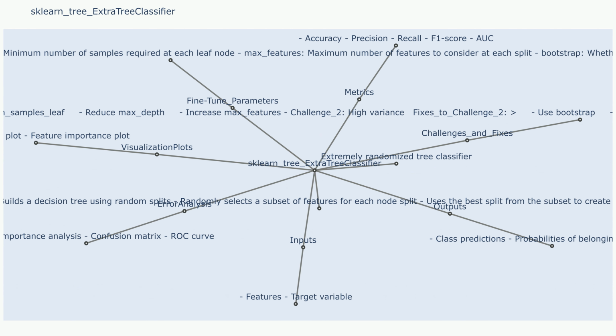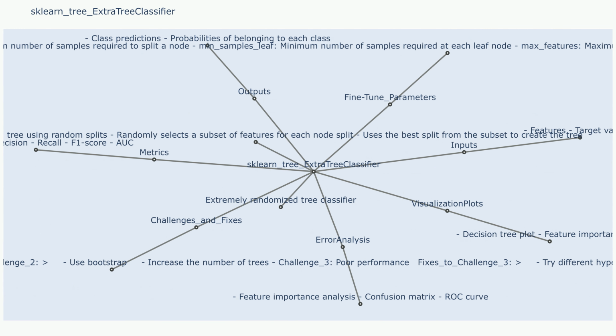Challenges and fixes. Challenge 1. High variance due to the inherent randomness in the tree construction process. ExtraTreeClassifier can exhibit high variance. This means the model's performance can fluctuate significantly when trained on different subsets of the data. Sample use case. When training an ExtraTreeClassifier on a dataset with a limited number of samples, the model's performance may vary greatly depending on the specific data points included in the training set.